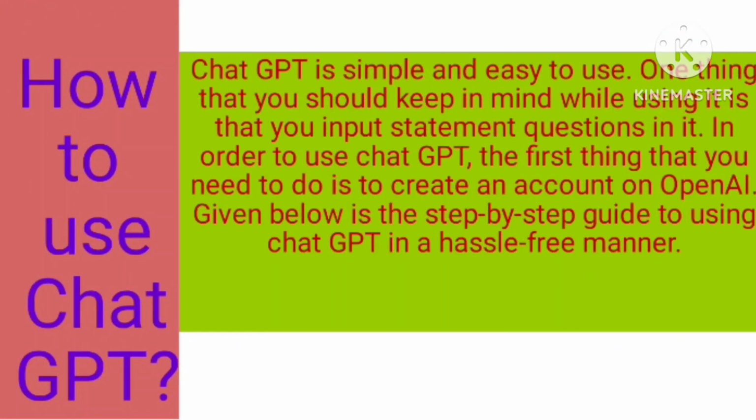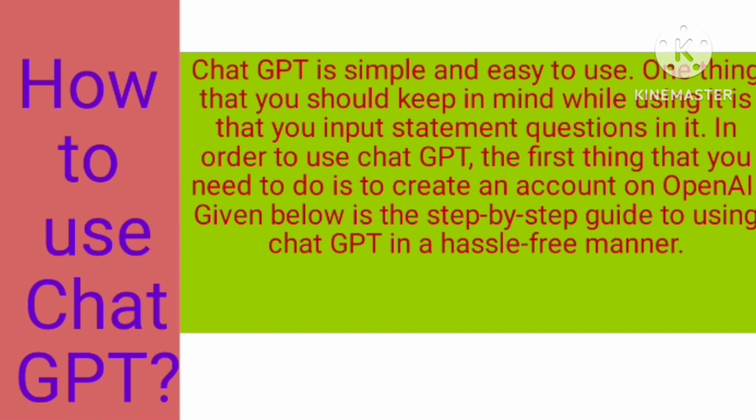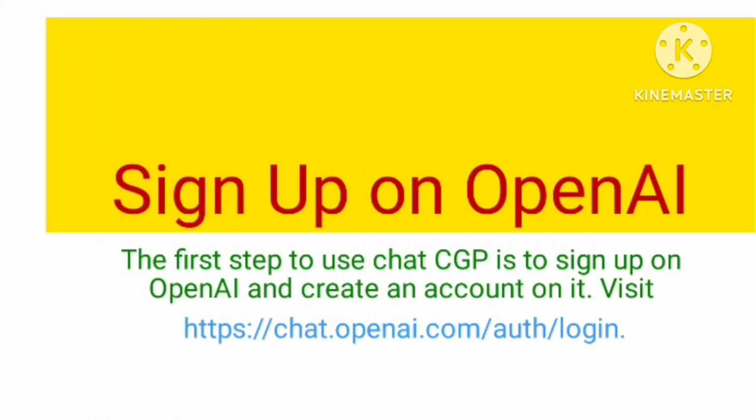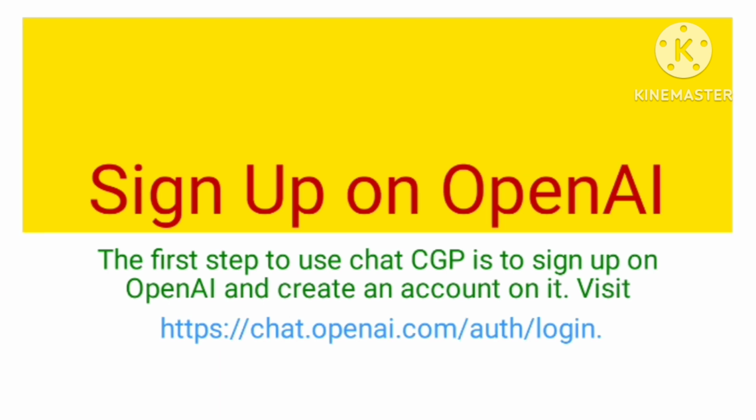How to use ChatGPT. ChatGPT is simple and easy to use. One thing that you should keep in mind while using it is that you input statements or questions in it. In order to use ChatGPT, the first thing that you need to do is to create an account on OpenAI. Given below is the step-by-step guide to using ChatGPT in a hassle-free manner. First, sign up on OpenAI. The first step to use ChatGPT is to sign up on OpenAI and create an account on it.